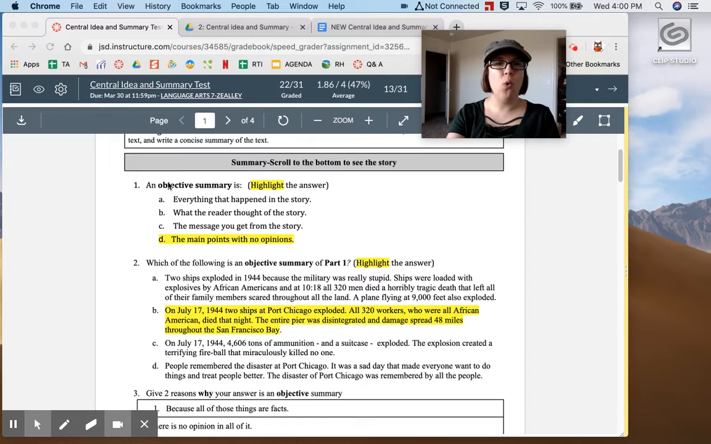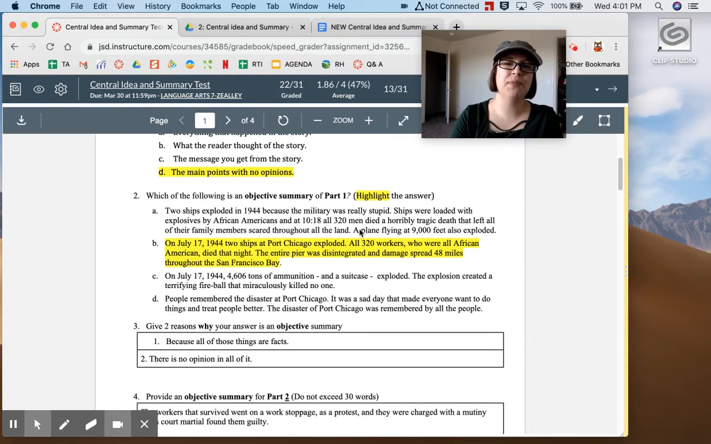First things first, what is an objective summary? So we know that if something is objective, it's not going to have opinions. That's the definition of objective, is that it is a straightforward, no opinion kind of thing. The only answer that has anything to do with opinions would be D at the very bottom. Everything that happened in the story would not be a summary. That would be everything. What the reader thought of the story would be their opinion, opposite of what we want. And the message you get from the story would be like the moral or the theme. Very different than the central idea.